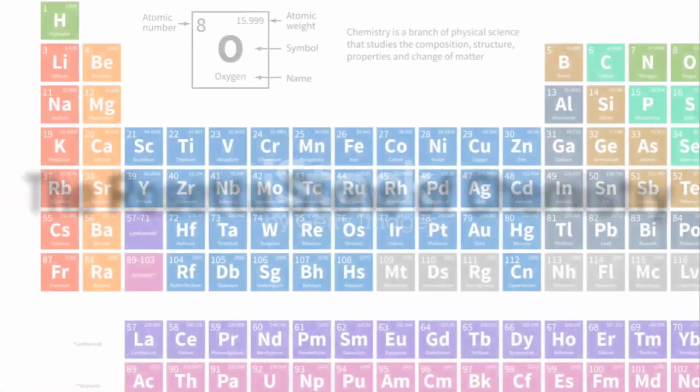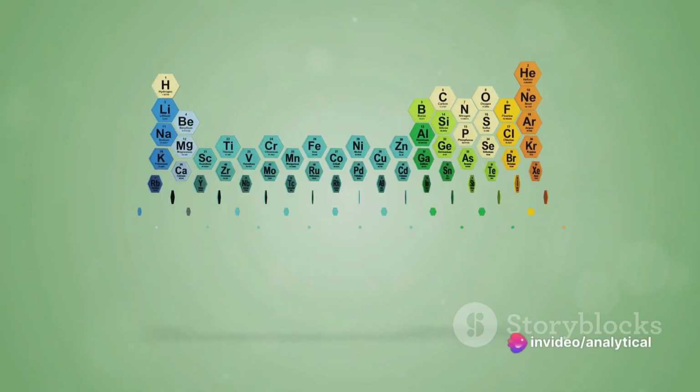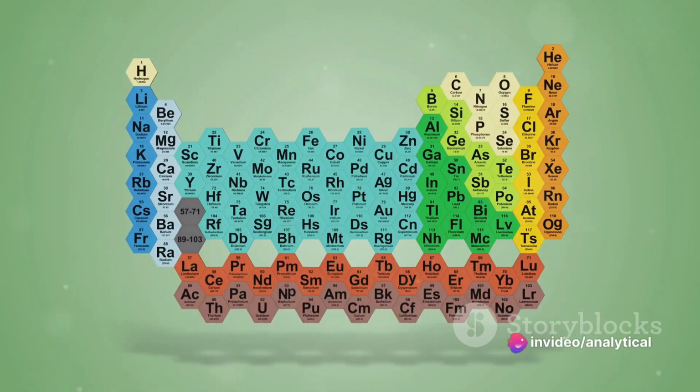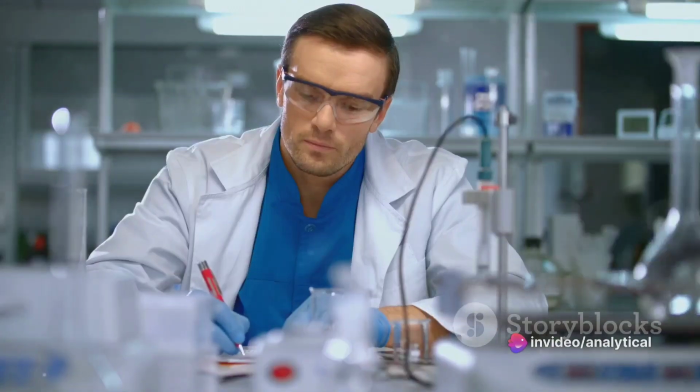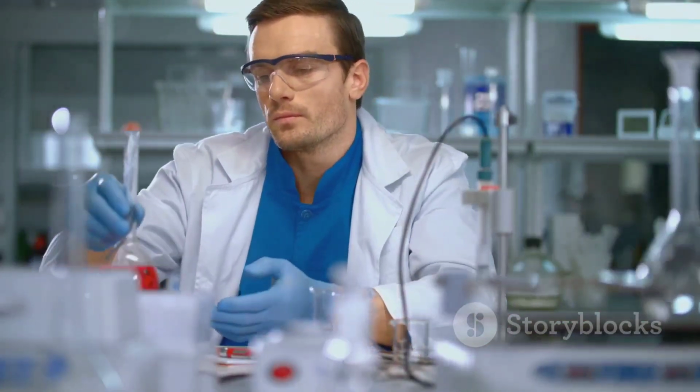In essence, the periodic table is more than a list of elements. It's a tool, a guide, and a predictor. It's the Rosetta Stone of chemistry, allowing us to decode the language of the universe. It's invaluable to chemists, educators, and researchers, helping them understand the structure of matter and predict the behavior of elements.